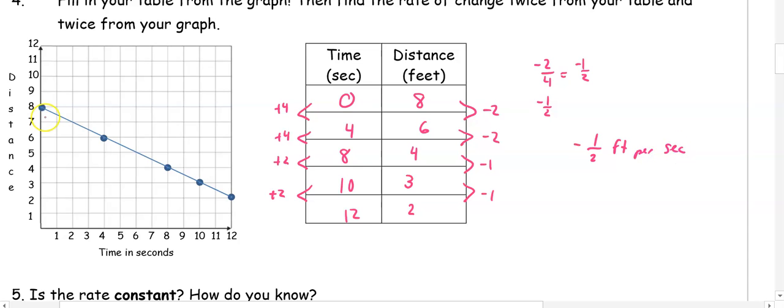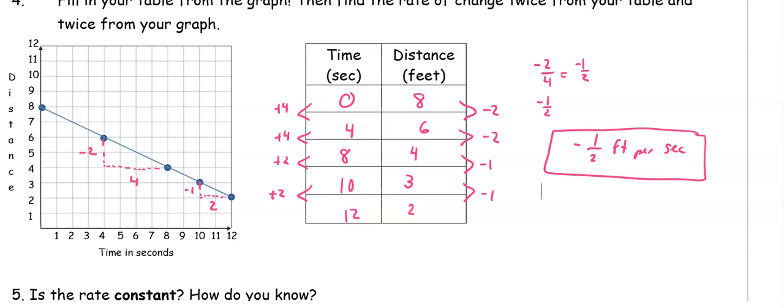Okay, if we look at the graph, we can also see from here to here, we went down 2 over 4, which gets us the slope of negative 1/2 when we reduce. Same thing in this triangle. We went down 1 over 2. So every time we're going to end up at the same rate, because remember, you always need to reduce.